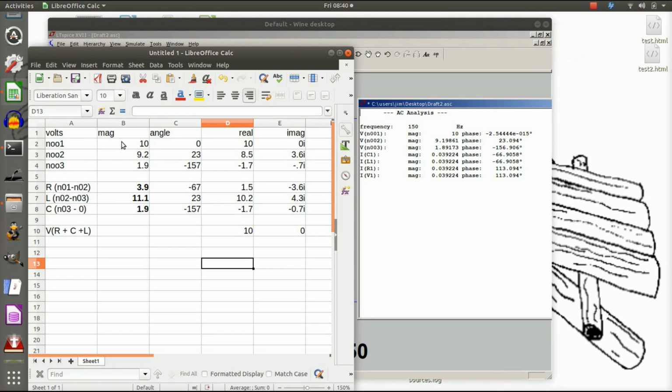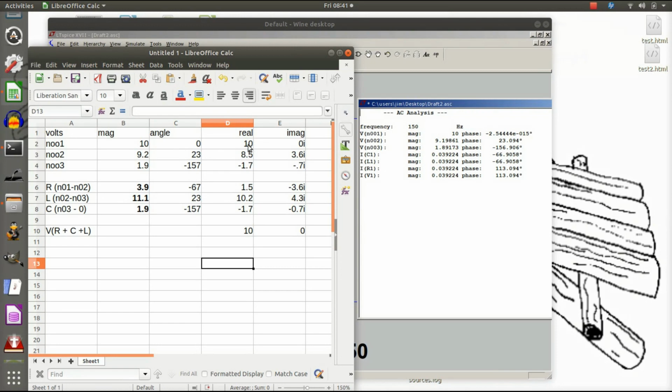and I recorded the voltages and the angles for nodes 1, 2, and 3, and that came right off this SPICE analysis here. This is minus 2.54 times 10 to the minus 15th. Well, that is a 0 for all practical purposes. E to the minus 15 is a 0. So that is that angle. 9.1 angle 23. I rounded it to 23. 1.9 angle minus 157. So I got the angles exactly off the analysis.